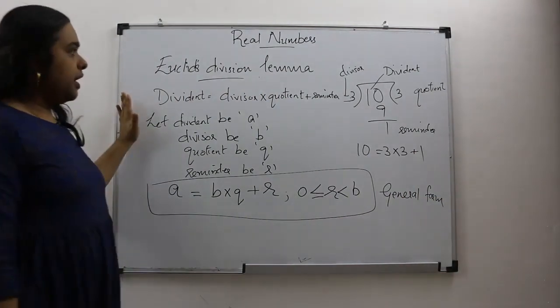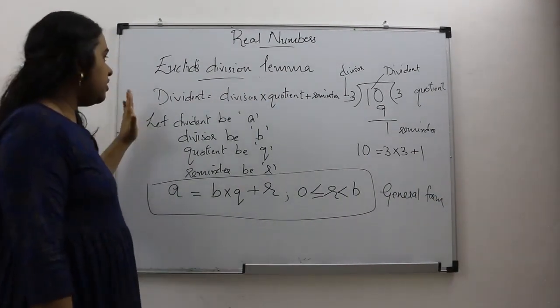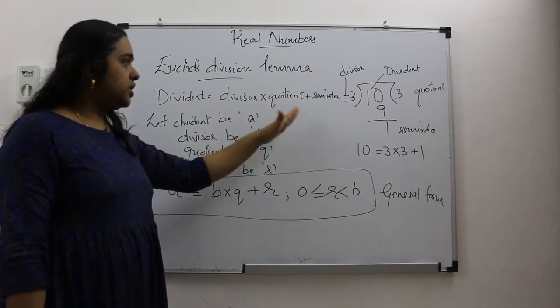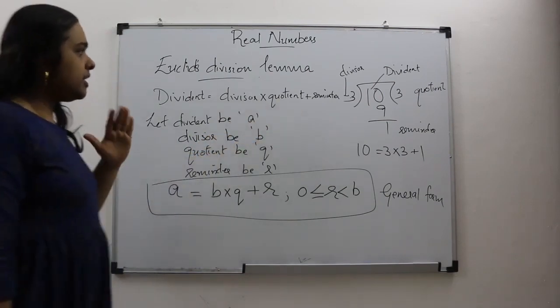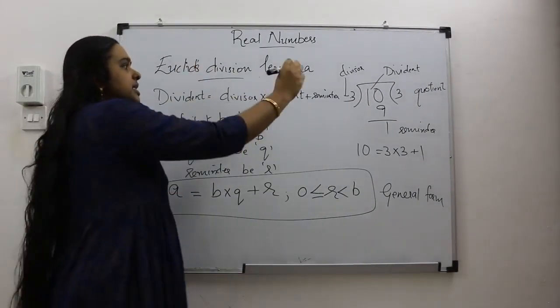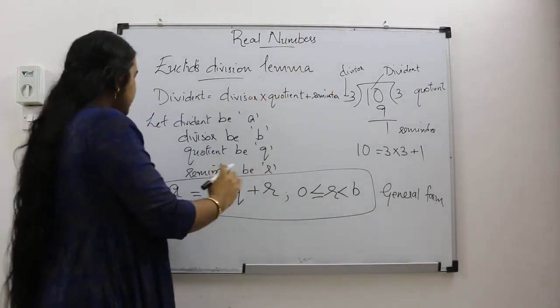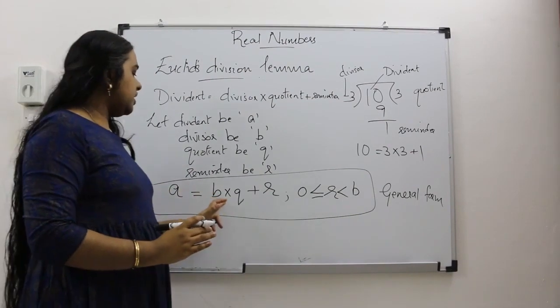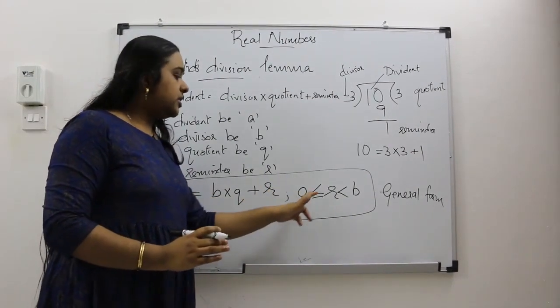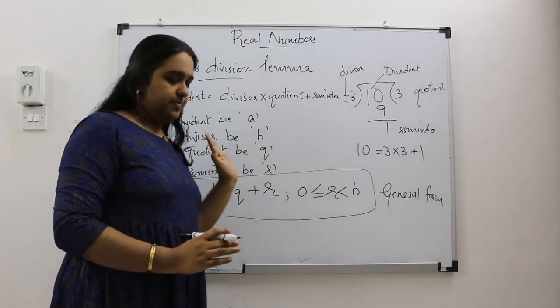Okay. I hope the concept is clear. You can just note it down here. Dividend equals divisor into quotient plus remainder. To have a clear understanding, you can just note this example on the side, on the right hand side of the book, and the concept will be very clear. A equals B into Q plus R, 0 less than or equal to R less than B.